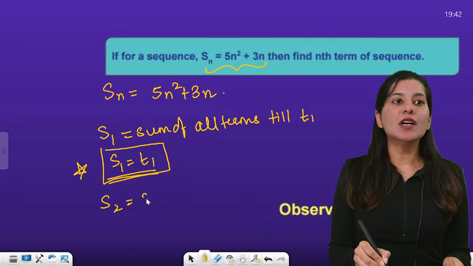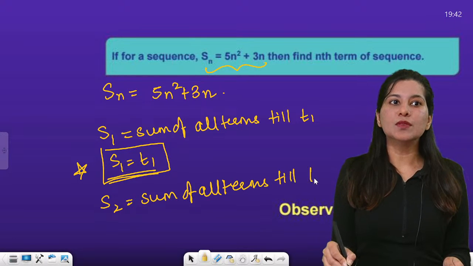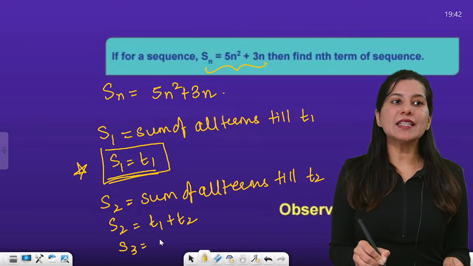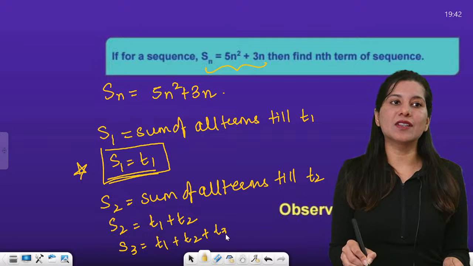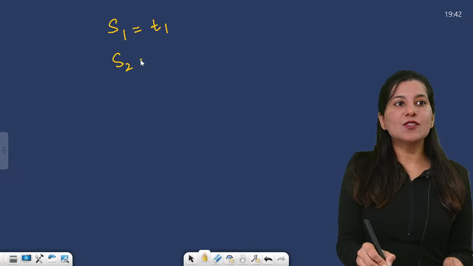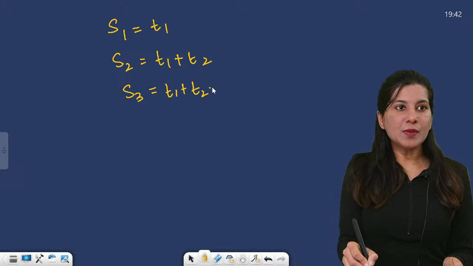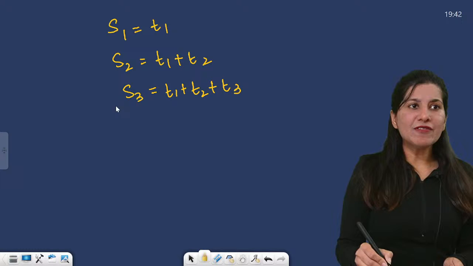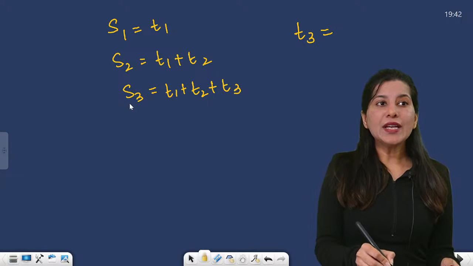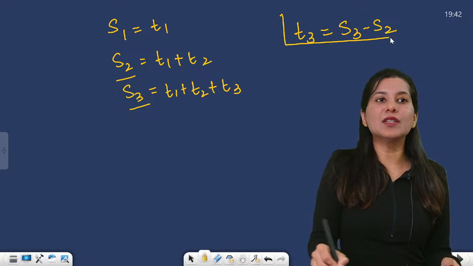Now what is S2? Sum of all terms till T2. That is, S2 will be T1 plus T2, right? What about S3? S3 will be T1 plus T2 plus T3. Are you understanding this point? So S1 is T1, S2 is T1 plus T2, S3 is T1 plus T2 plus T3. If I have to get the value of T3, I should subtract S3 and S2. S3 minus S2 will give you T3.